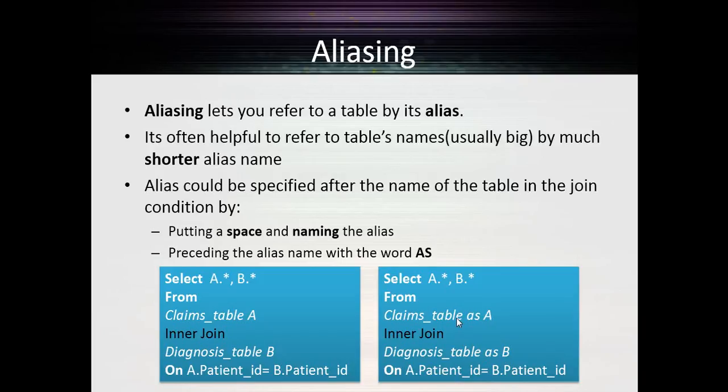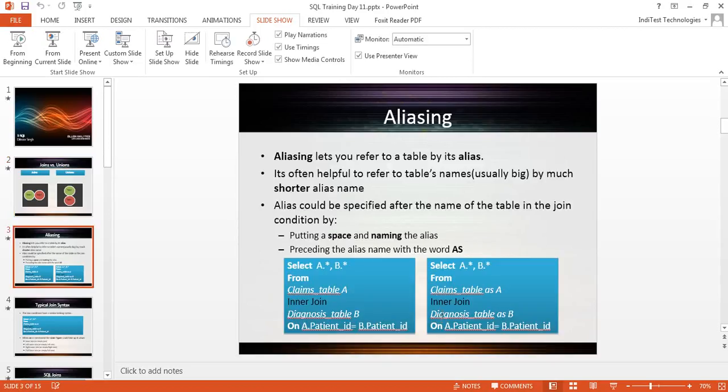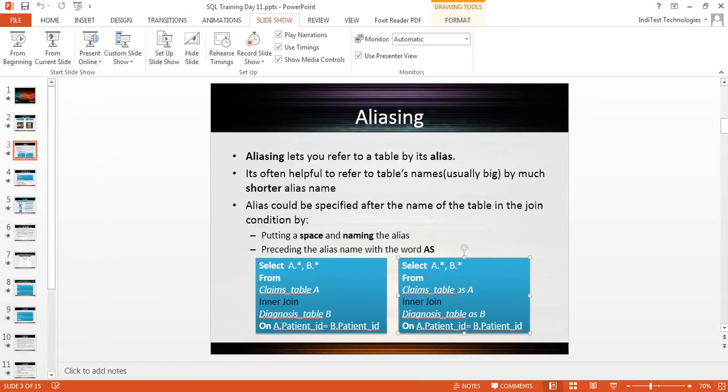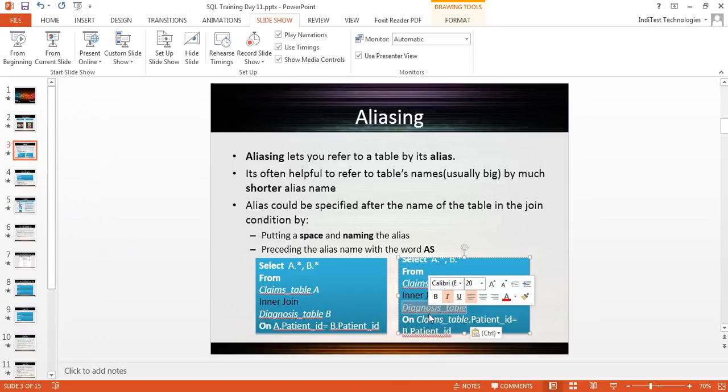Now this is a very useful feature, because if we don't alias our tables, the other way around is very bad. Let me show you what would happen if we were to not alias our tables. So say I don't use as A over here, and I don't use as B over here also. While performing a join, I will need to use the full names of these tables over here. So on claims table dot patient ID is equal to the diagnosis table dot patient ID.